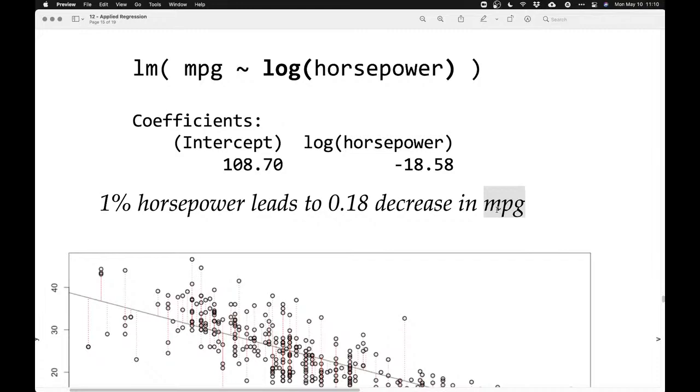So log has this interesting property that in a regression, you can interpret it as a percent change. And generally, human beings are quite okay dealing with percent change. So they say, oh, if I change my horsepower by 1%, this is the change. So what if I change it by 50% or by 100%? People can deal with percents. They're okay with percents.